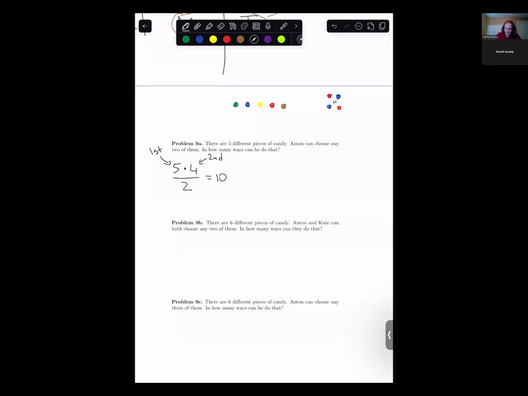There are only 10 different ways we can pick two candies out of 5. Because once again, red and blue and blue and red is the same thing. So if we multiply 5 times 4, we counted every way 2 times. So we need to divide by 2.